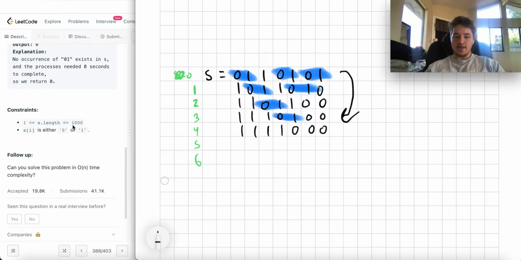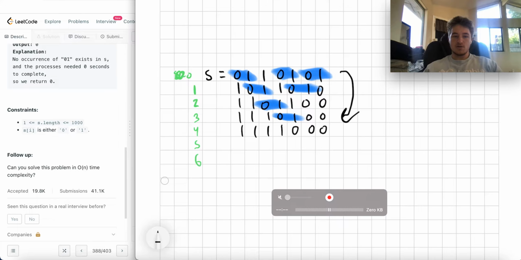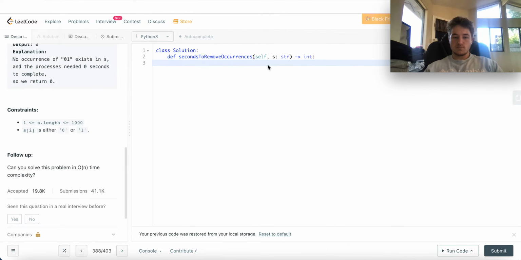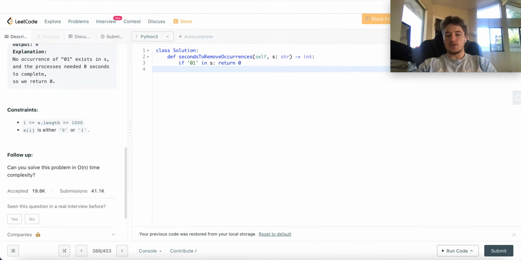Because there's only 1,000 characters at most. So an n squared algorithm would be 1,000 times 1,000, which is 10 cubed times 10 cubed, 10 to the 6, so only a million operations. So let's do that quickly, just so you can see that such a solution exists. Well, if there's no 0, 1 in S, that means that there's no more swaps we have to do, so the whole system is sorted. Otherwise, we have to do another operation.